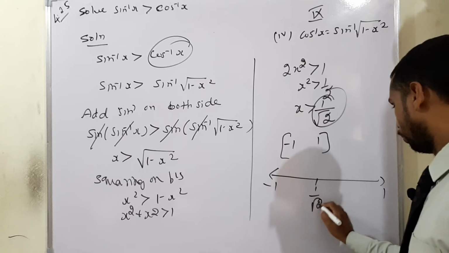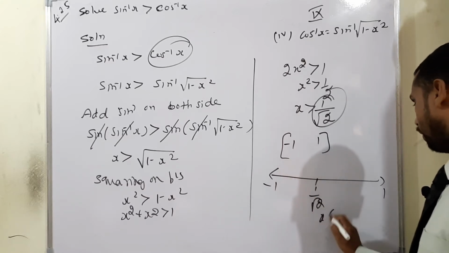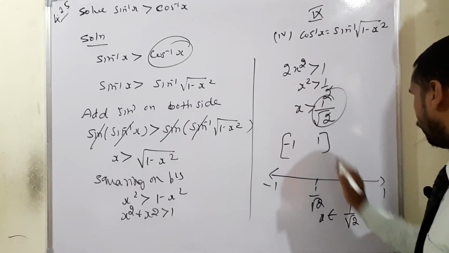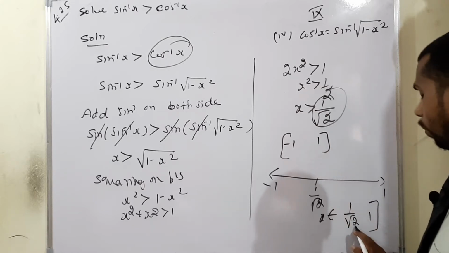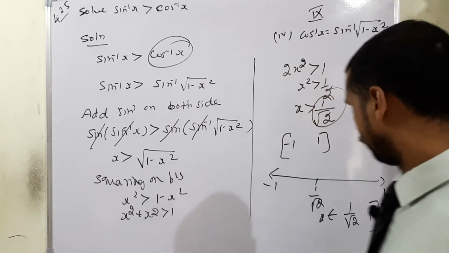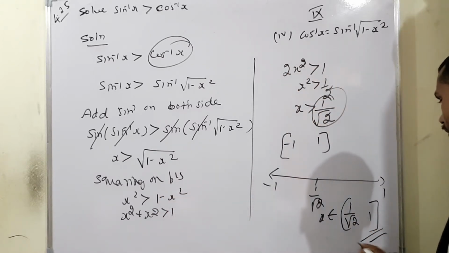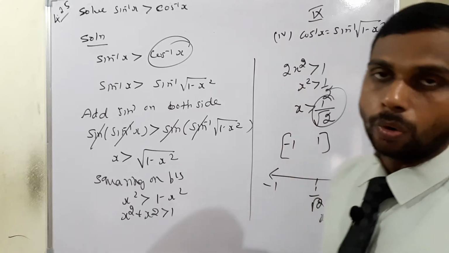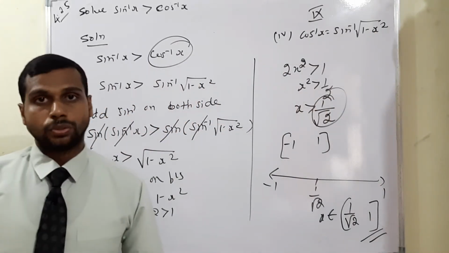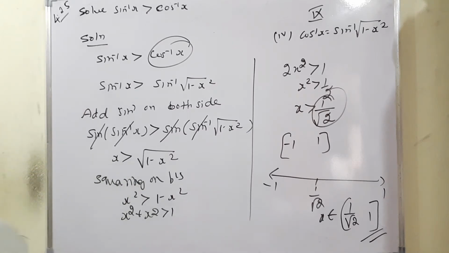Positive 1 by root 2, so what is the x value actually? X belongs to 1 by root 2 to positive 1. But at 1 we have a closed bracket. At 1 by root 2 the condition is only greater than, not or equal, so we write an open bracket. So the answer: x belongs to open 1 by root 2 to 1 closed. Okay, this is the answer for example 4.25. I will continue with the next example.